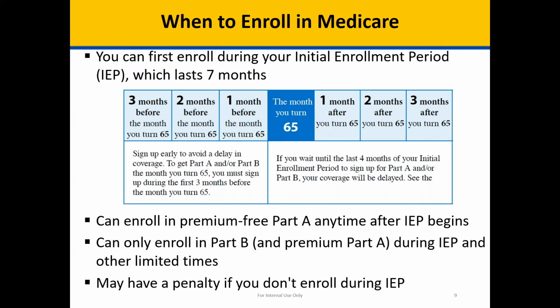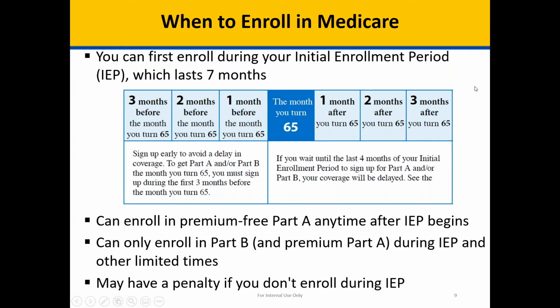If, however, the birthday falls on the first of that month, Medicare actually accelerates the enrollment by 1 month. So if my birthday was July 1st, I would be entitled to Medicare starting June 1st. Other than that, it's always the first of the month that I turn 65.